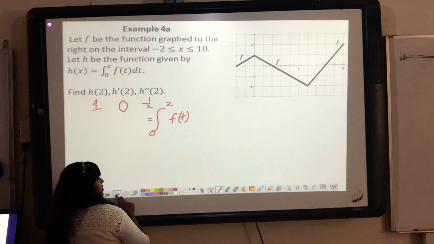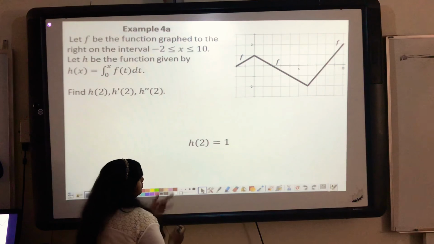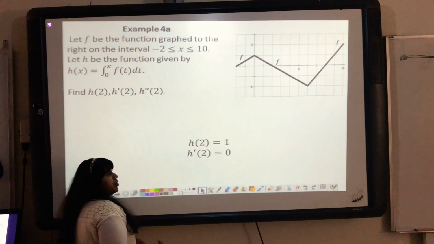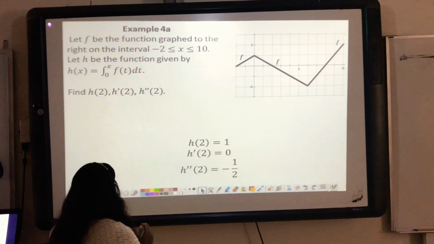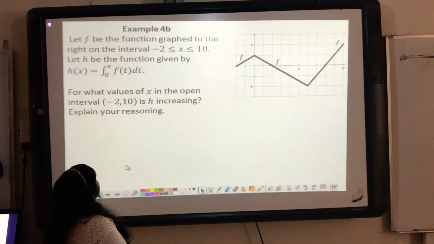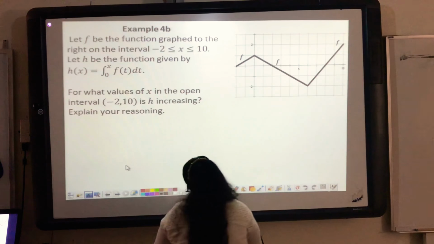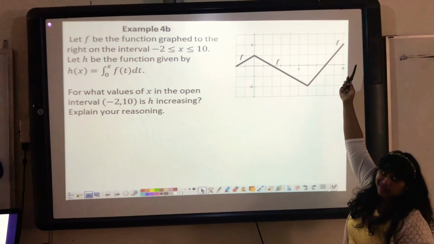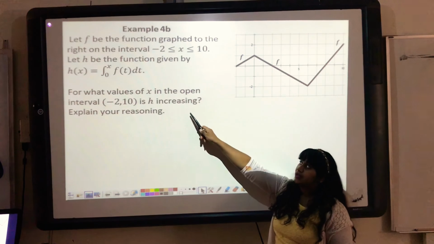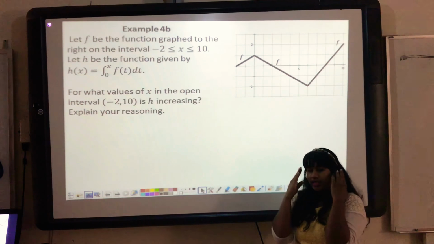So if I want to double check those answers, h of 2 is 1, h prime of 2 is 0, and h double prime of 2 is equal to negative 1/2. We're good to go there. Okay, let's look at our next question. For what values of x in the open interval from negative 2 to 10, so that's our entire graph, is h increasing? Oof, that's tough. We got to think about this.